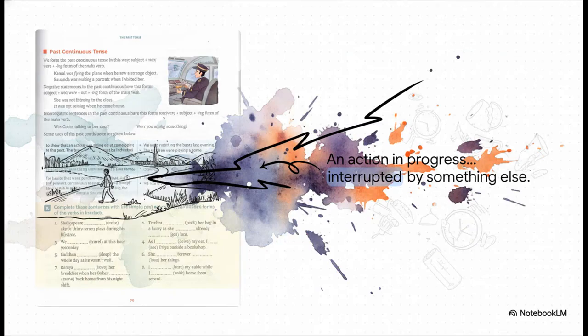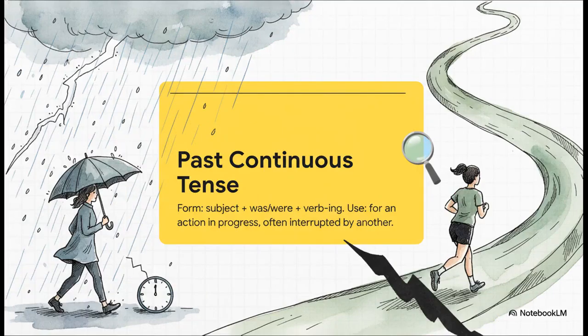This is where the story starts to feel a bit like a movie. You know, you can almost picture it. You have one action that's already in progress, it's setting the scene, and then bam, something else happens, interrupting the flow. That longer background action, well, that's what we call the past continuous tense. The form is just was or were plus a verb with ing. And we use it all the time for an action that was unfolding over a period of time, especially when, and this is the important part, it gets interrupted by something else.